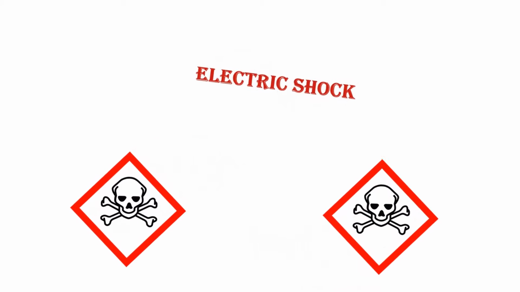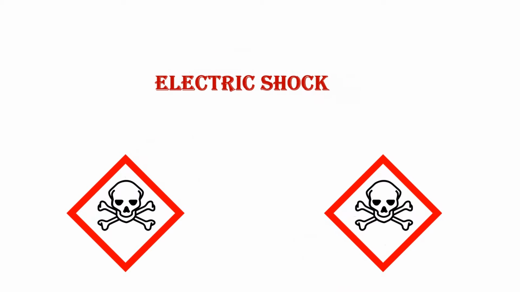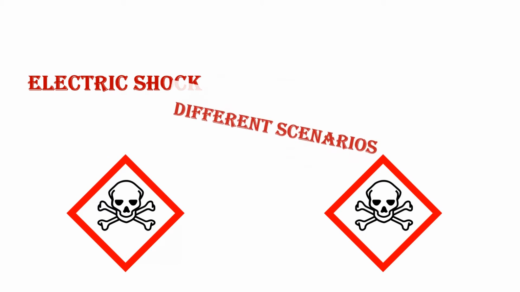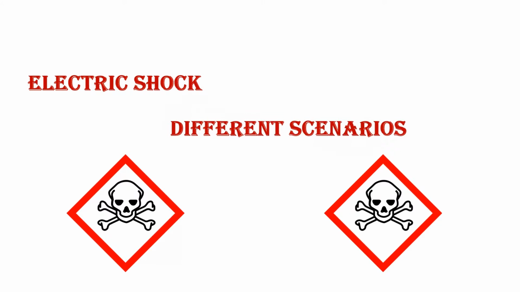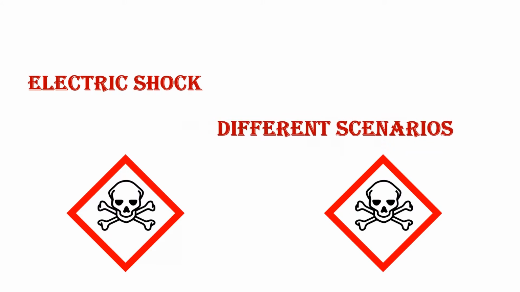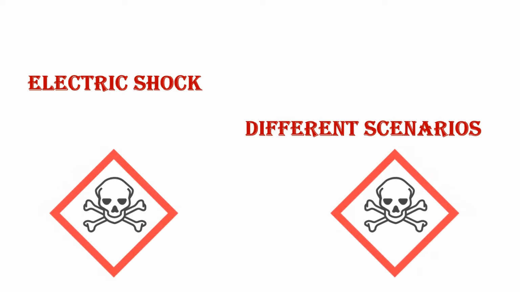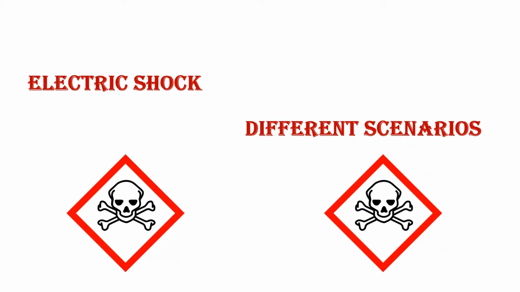An electric shock occurs when a person comes into contact with an electrical energy source. Electrical energy flows through a portion of the body, causing a shock. Exposure to electrical energy may result in no injury at all or may result in major damage or death. Here I am explaining different scenarios where you come in contact with electricity and what happens at that time.